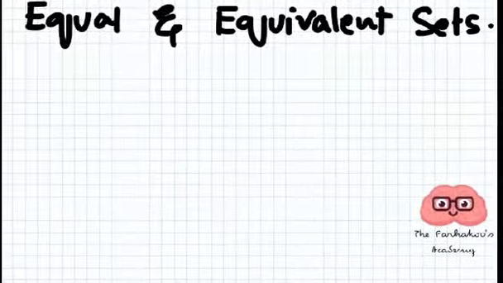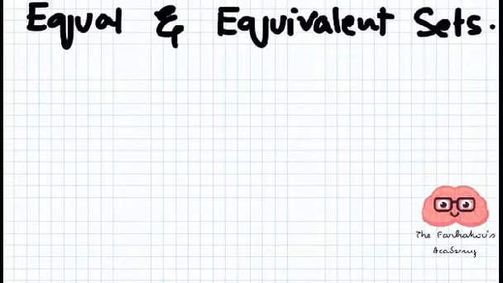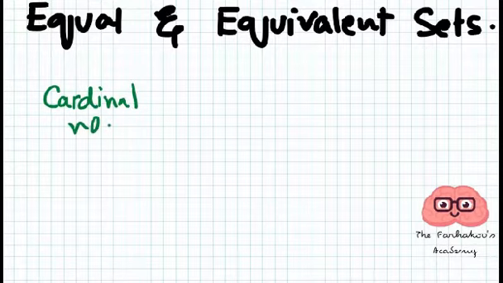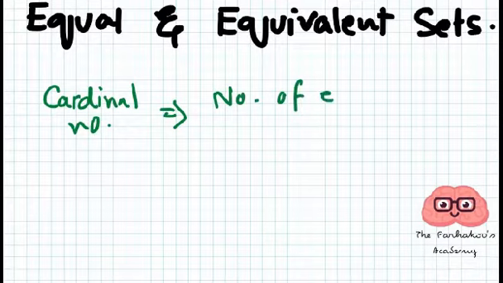Okay, in this video, we are going to learn about the equal and the equivalent set. So before starting off with it, let me first tell you a very important concept, that is the cardinal number. Cardinal number is the number of elements in a set.